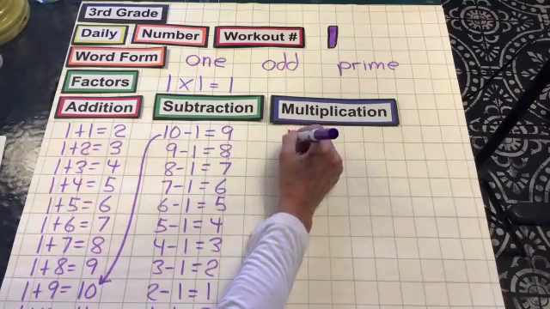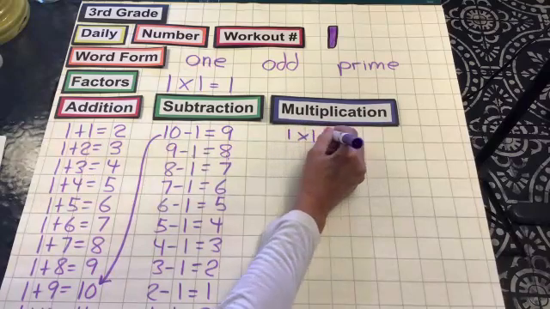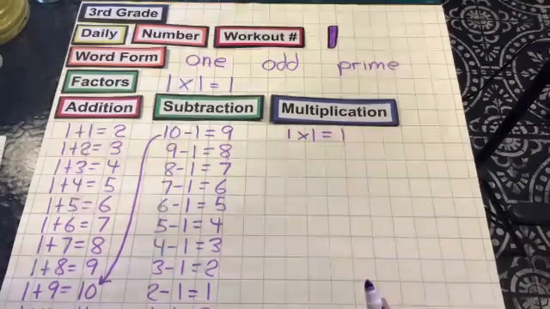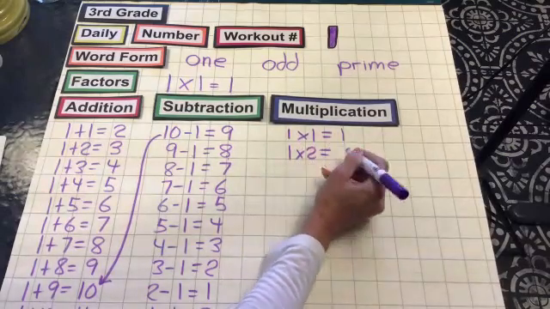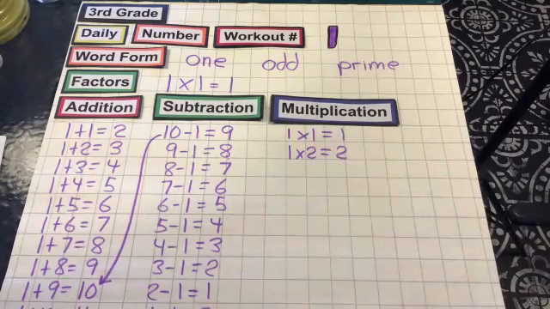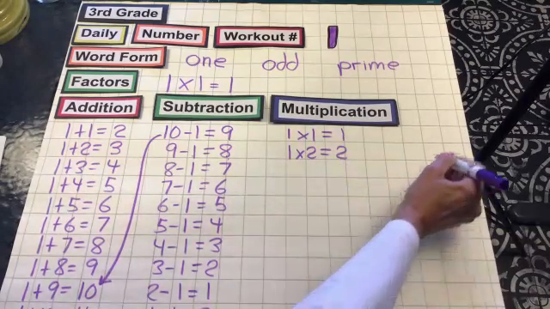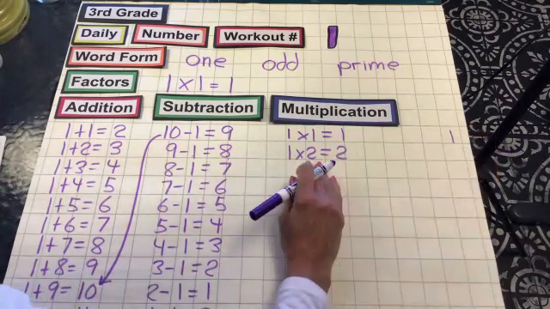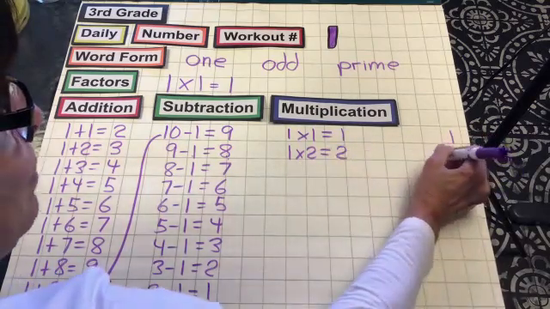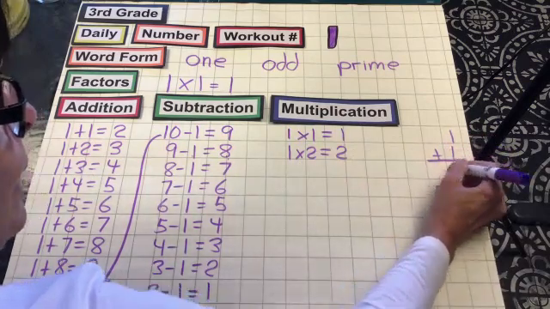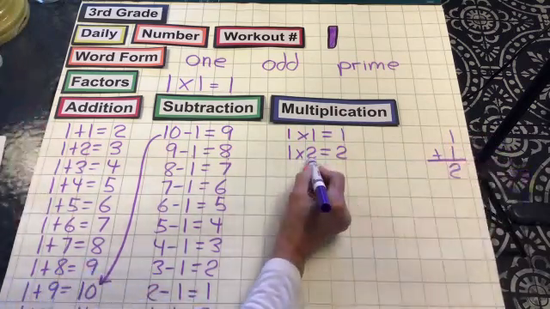So 1 times 1 equals 1. That means we have 1, 1. 1 times 2 equals 2. So let's go over here and we're going to add, basically multiplication is adding. So we're doing 2 ones. So 1 plus 1 equals 2. So this is 2 ones.